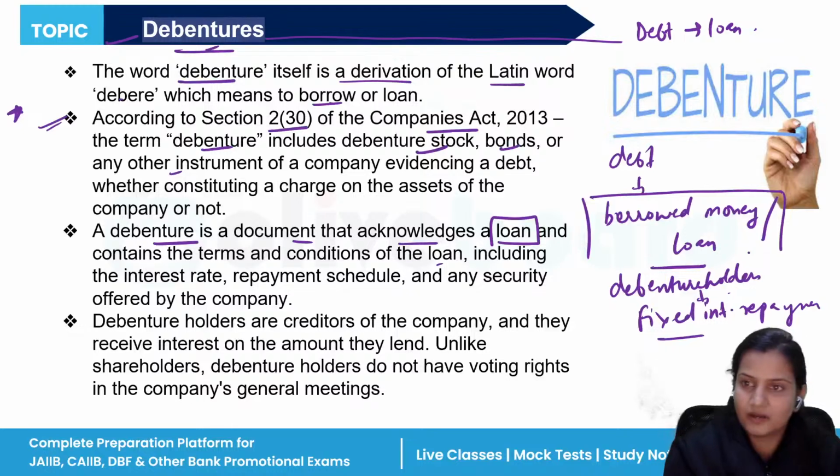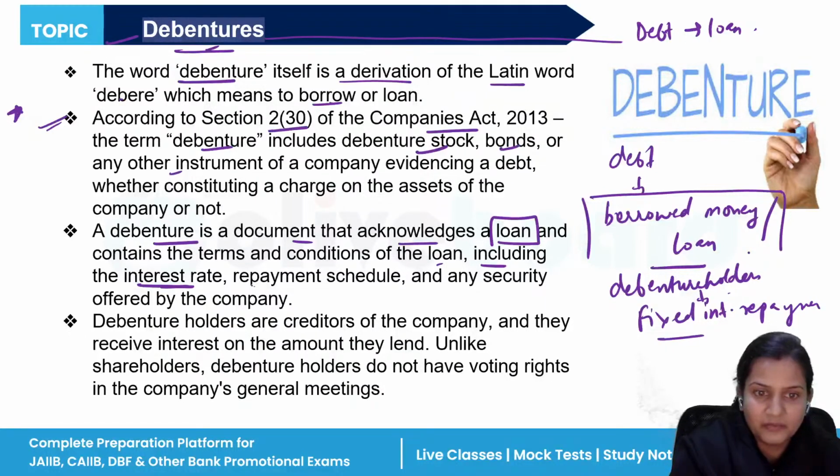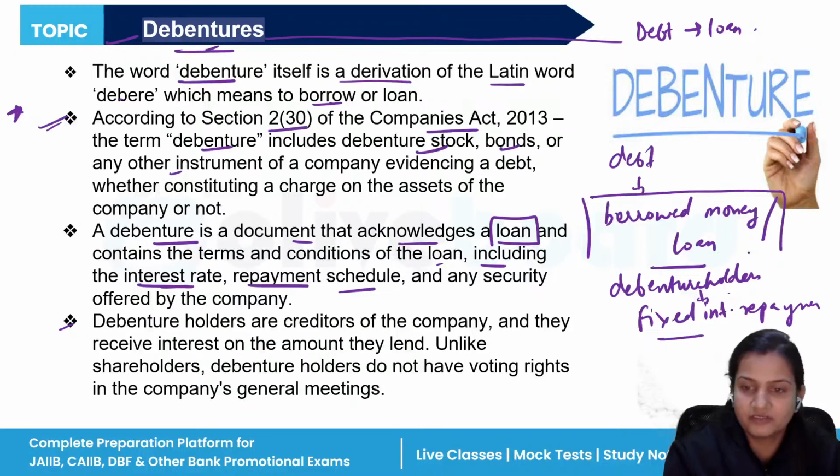In a loan, if a company takes a loan from a bank, they have to pay the principal amount plus the interest amount. In the same manner, a company has to pay its debenture holders a fixed rate of interest, including the interest rate and repayment schedule, and a particular time is mentioned there. So debenture holders become the creditors of the company, and the company has the liability to pay them a fixed rate of interest.